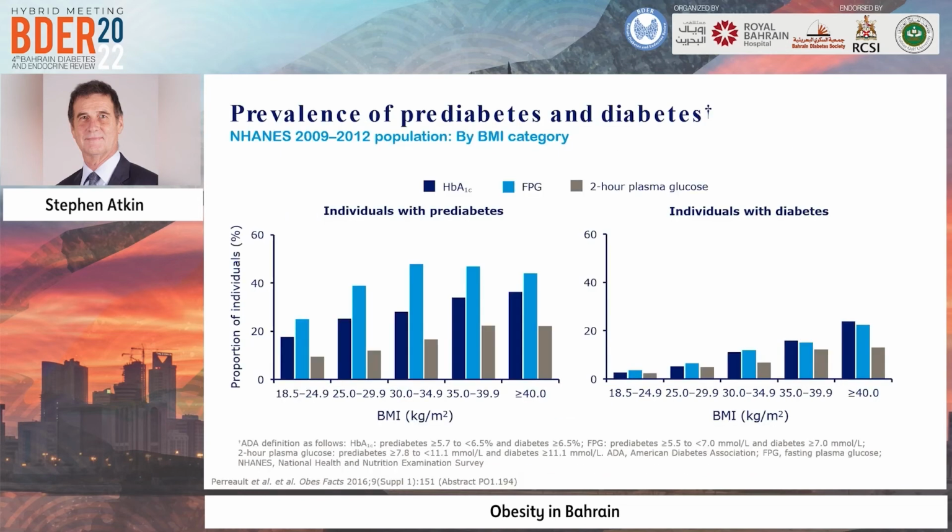Then it looks at the prevalence of pre-diabetes and diabetes, looking at the different measures of how this is done. Now you can diagnose diabetes by the glycated hemoglobin, by fasting plasma glucose, or 2 hours plasma glucose following a glucose tolerance test. And basically what you can see is that irrespective of the measure, there is an increase in the proportion of individuals who actually develop either pre-diabetes or diabetes.